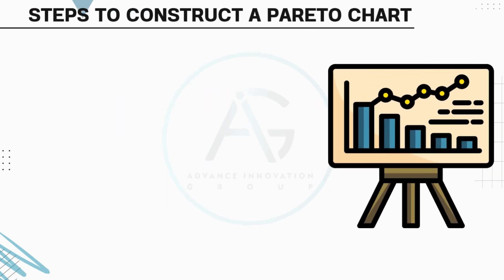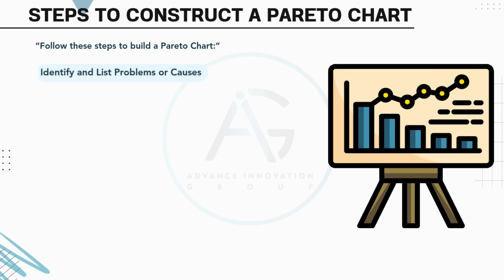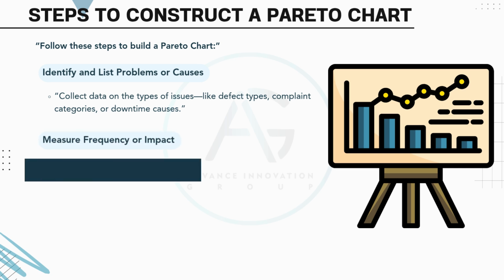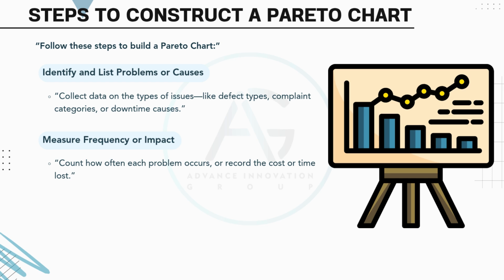Steps to construct a Pareto chart. Follow these steps to build a Pareto chart. Identify and list problems or causes. Collect data on the types of issues, like defect types, complaint categories, or downtime causes. Measure frequency or impact. Count how often each problem occurs or record the cost or time lost.